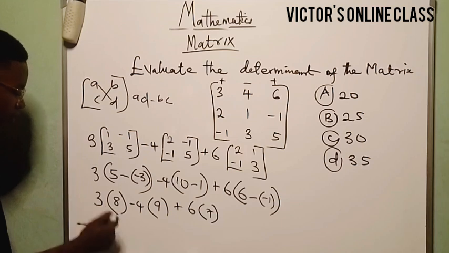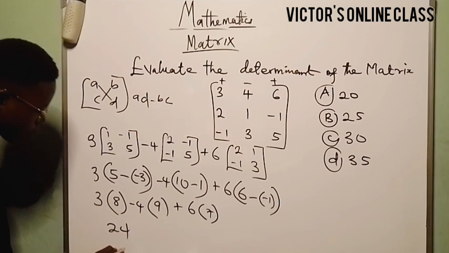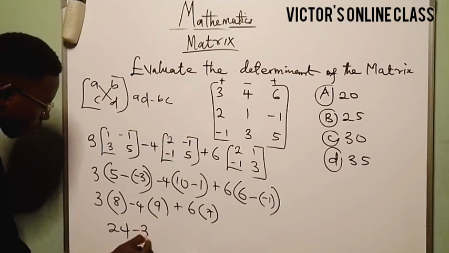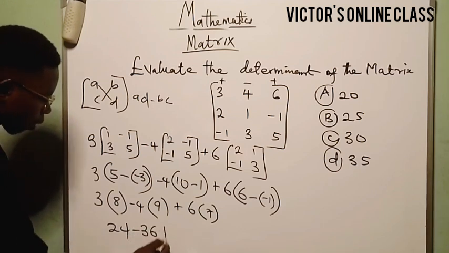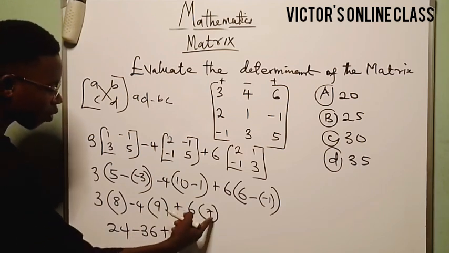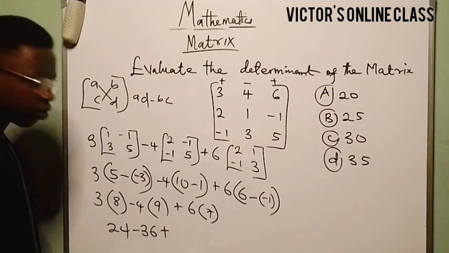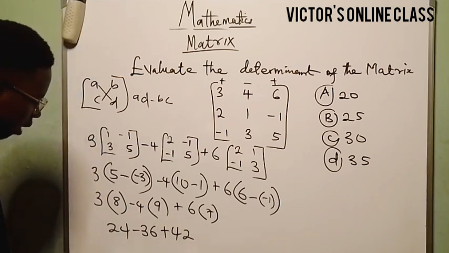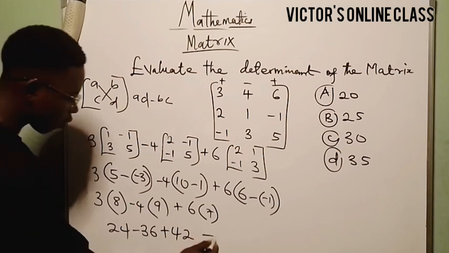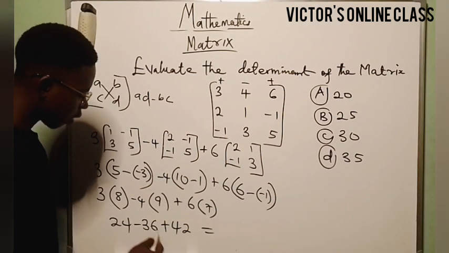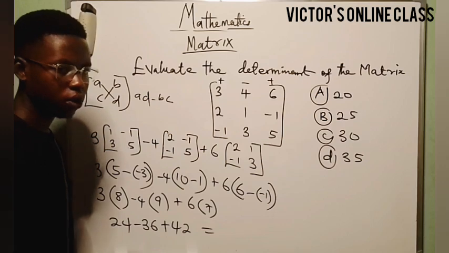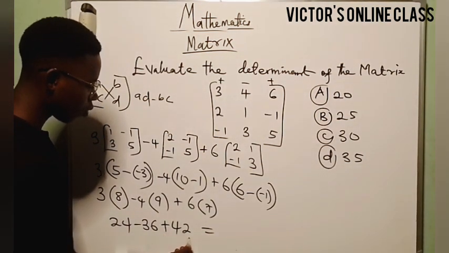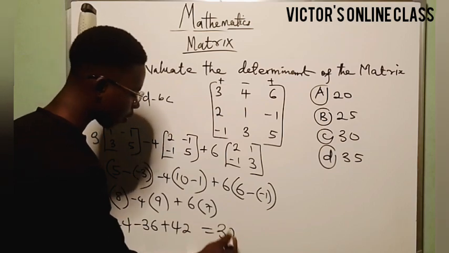3 times 8 is going to give us 24. Minus 4 times 9 is going to give us 36. Plus 6 times 7 is going to give us 42. Therefore, we have to subtract and then do our final answer. Let's know what we have. 24 minus 36 will give us minus 12. And then minus 12 plus 42 will give us 30.